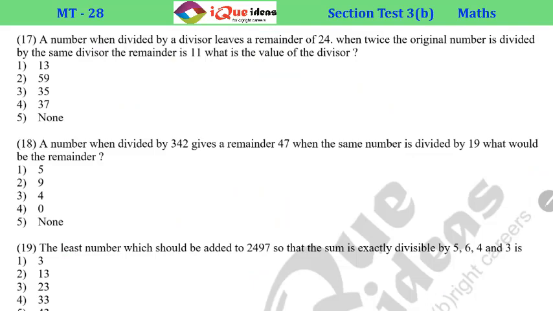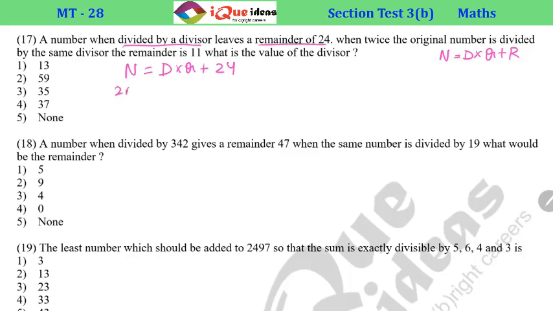The next question says a number when divided by a divisor leaves a remainder of 24. So we know that there is a rule which says the number is equal to divisor into quotient plus remainder. So in this case, our number is, let's say, n, and the divisor is d, quotient we don't know, okay, and the remainder is 24. This is what we know. When twice the original number is divided by the same divisor, the remainder is 11, right?